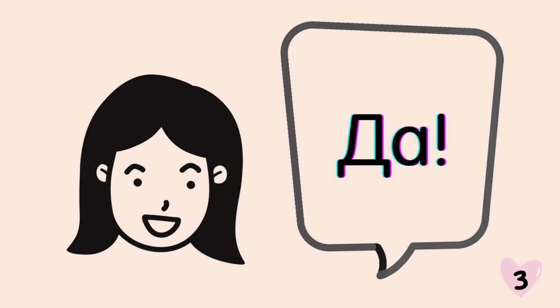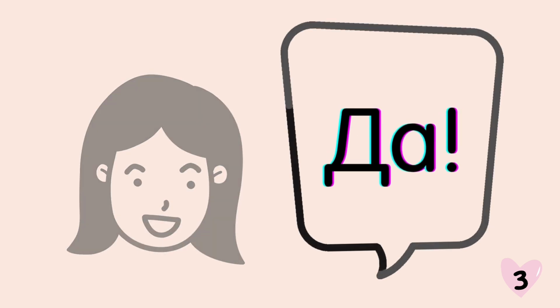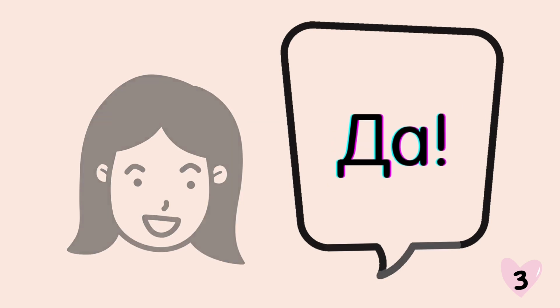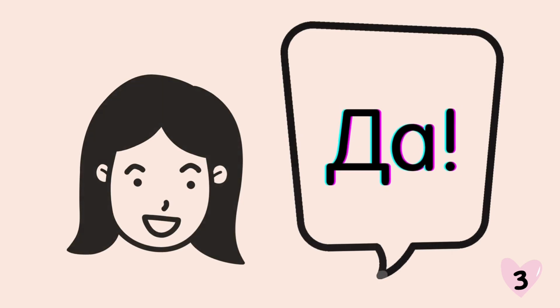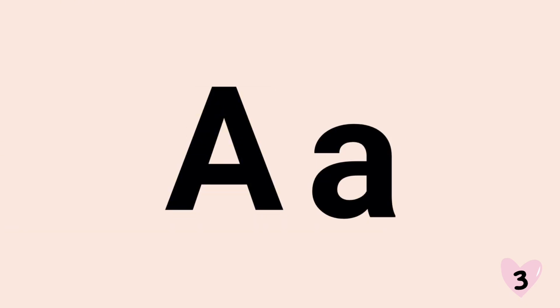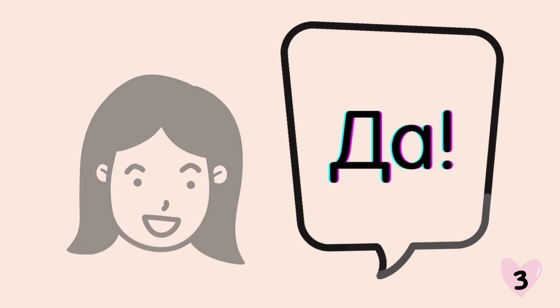I often hear the word da in English-speaking videos. The word da consists of 2 letters. The previous lesson's letter d or de, and our new letter from today's lesson, a. Let's read the word da together. Da. Da.